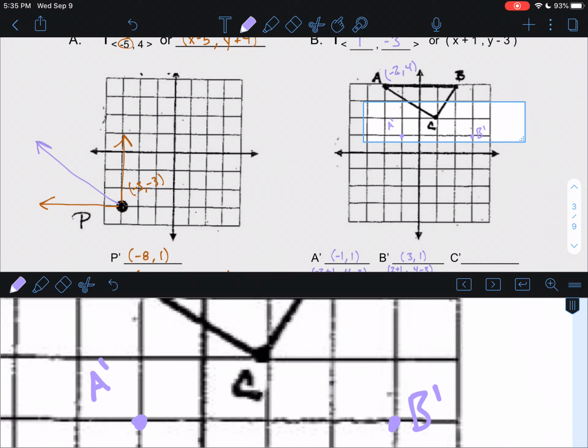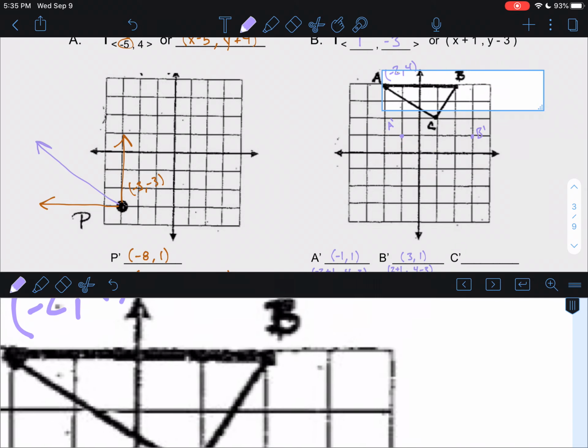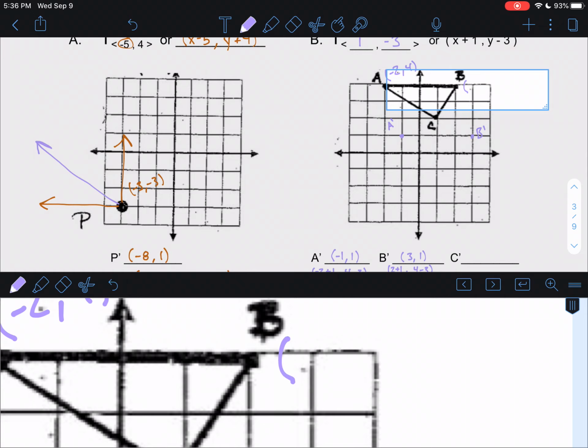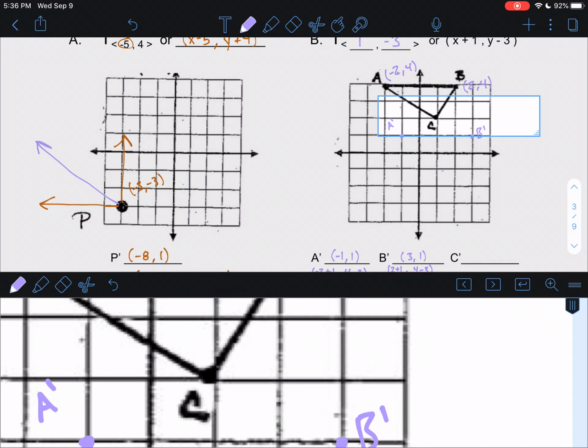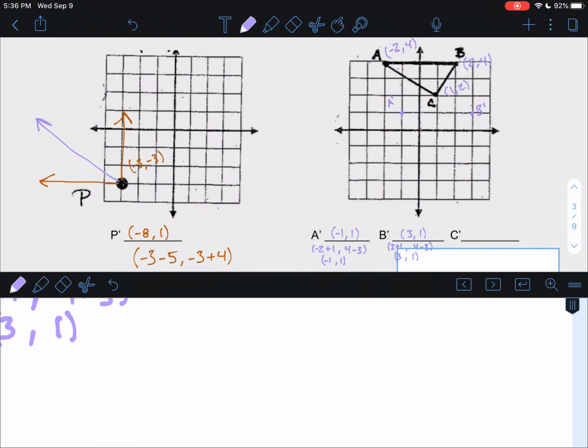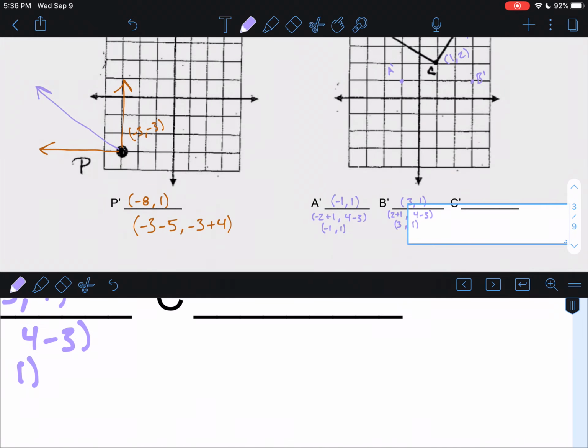And finally, I have C, and I probably should have labeled that coordinate, huh? So that was 2, 4. And C is at 1, 2. So I will plug this one in. It is x plus 1, and my x is 1, so I have 1 plus 1. And y minus 3. My y is 2, so I have 2 minus 3.